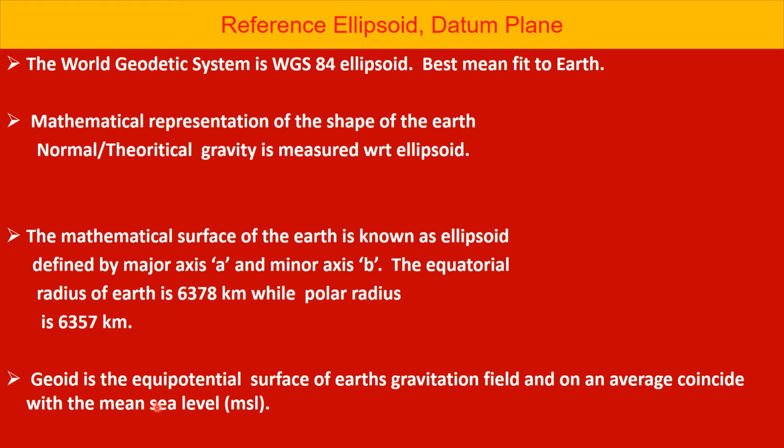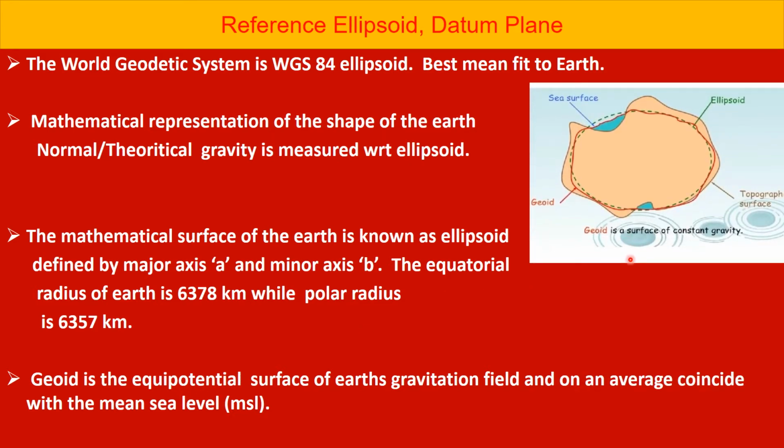Now the geoid. It is the equipotential surface of the Earth's gravitational field. In this figure, you can see the smooth surface, that is the ellipsoid. There is a topographic undulation: hills, mountains and some depressions will be there, and the geoid. The difference between the geoid and the ellipsoid is called the geoid undulation. We have already discussed that.